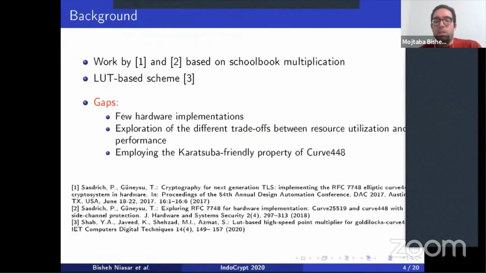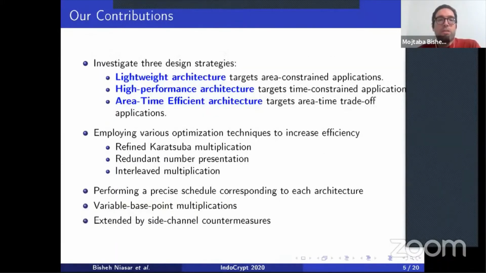Although this curve was designed about 5 years ago, there are only a few hardware implementations of this curve. Therefore, we need some more exploration of this curve from different optimization perspectives. In this work, we target 3 different optimizations: a lightweight architecture for IoT devices and area constrained applications, a high performance architecture for time constrained applications, and a balance between area and time for some specific applications.